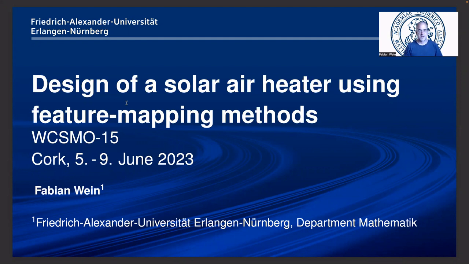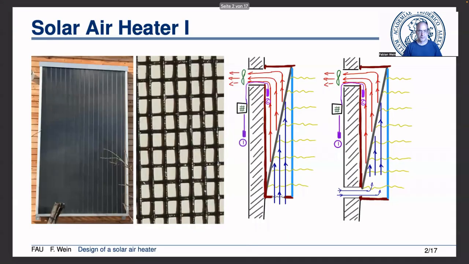Welcome to my talk about the design of a solar air heater using feature mapping methods. A solar air heater is a flat, large device. It works with a greenhouse effect, and the basic concept is that it has an absorber. In this case, the absorber is a carbon fiber mesh, or simply a mosquito net.